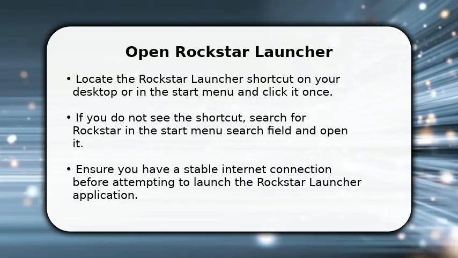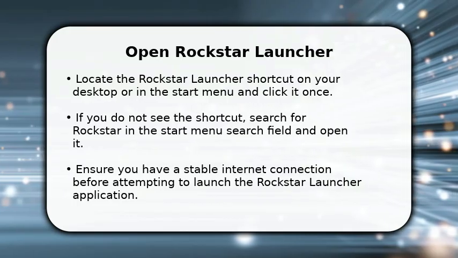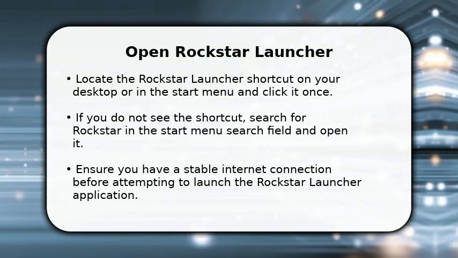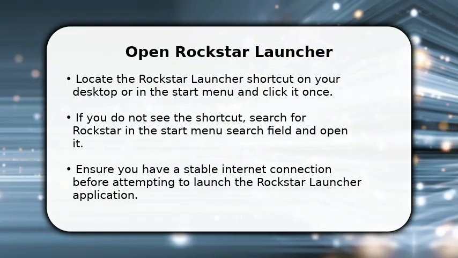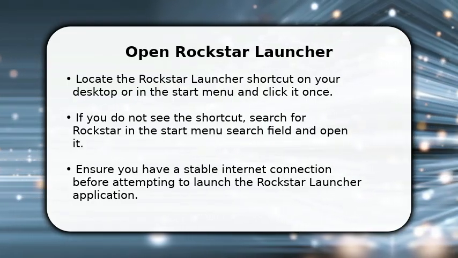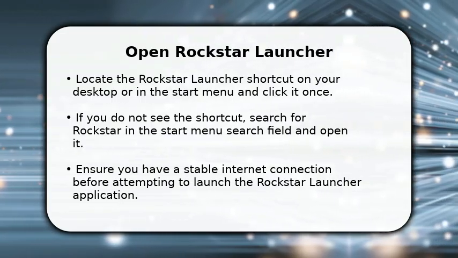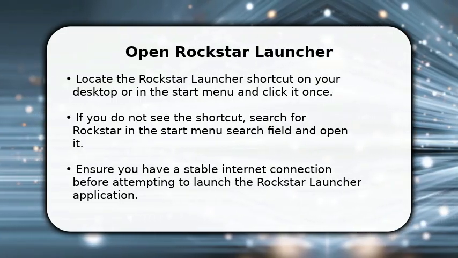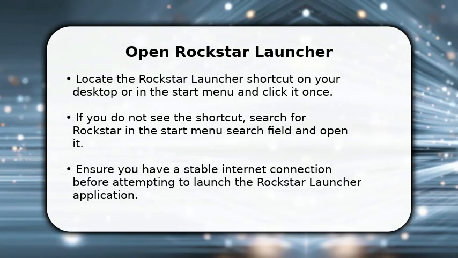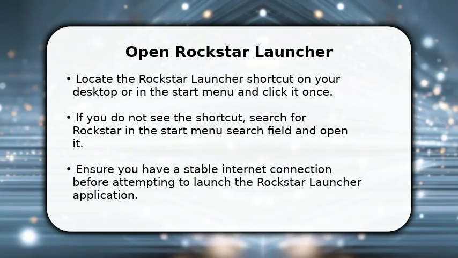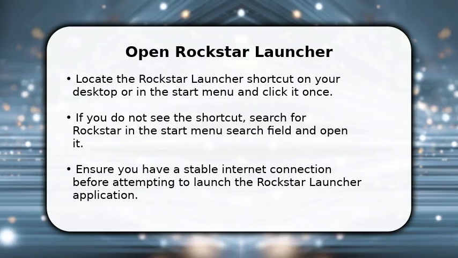In this video, I will show how to launch Rockstar Launcher step by step. Click the Rockstar Launcher icon on your desktop or open it from the Start menu, then wait for the launcher to initialize. If prompted, sign in with your Rockstar or linked account credentials and complete any two-factor authentication prompts. Keep the launcher updated by accepting patches and restart it if performance seems sluggish or downloads stall.